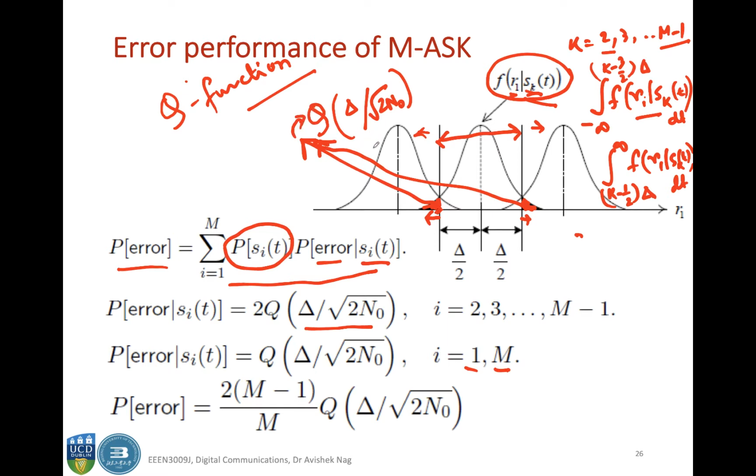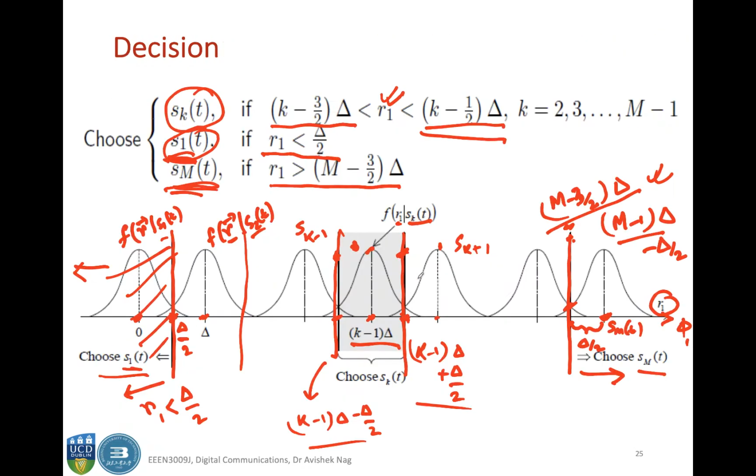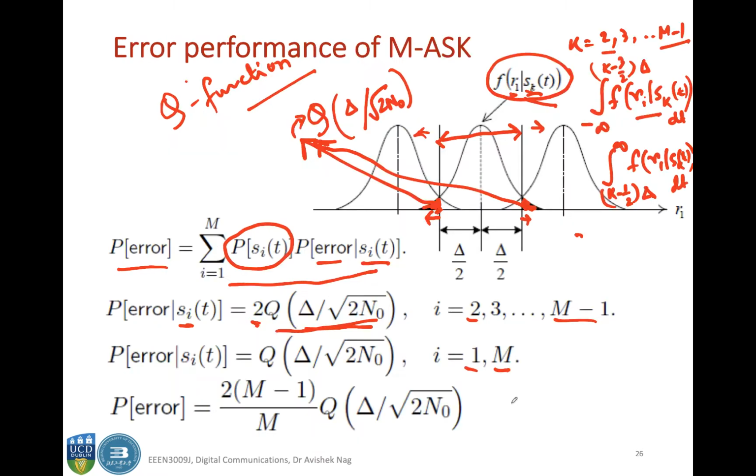If you add them, then the error due to the ith signal, where i is 2 to M minus 1, is basically 2 times the Q of this term. And for the extreme signals, the first signal and the Mth signal, you have only one area to add, because if you look here, for the first signal the probability of error is this area. For the Mth signal, the probability of error is this area. So this area, which is always equal to Q of delta over square root of 2 N0, will give you this value. Now if you add all these terms according to this equation and simplify them, you will get that the probability of error for M-ASK is 2 times (M minus 1) over M times the Q function of this term.